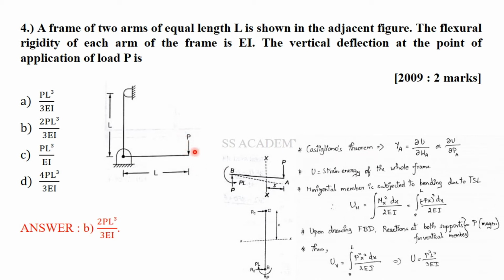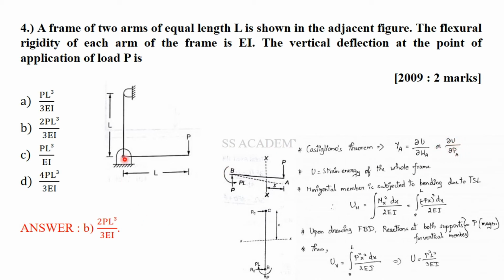Similarly, when a moment acts and the slope at the point of application of moment is asked, Castigliano's theorem becomes easier. It is given as deflection at a point A where the load is applied is equal to differential of the strain energy with respect to the load acting. Here load acting, I have referred to as W, but here it is P, so I have replaced it, giving dou U by dou P.